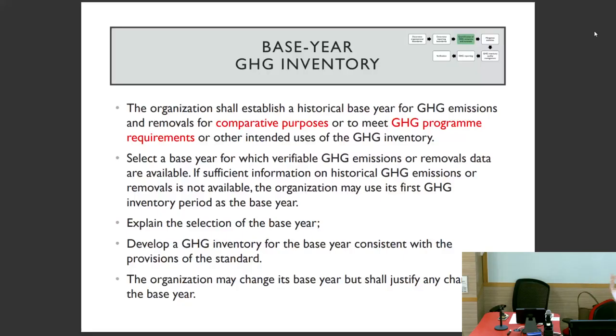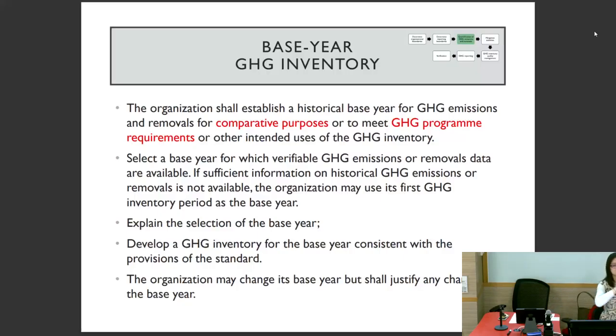So what does the government mean? Reducing 50% of the carbon footprint is 50% of the carbon footprint in the year 2005. So the year 2005 is the base year. That's the meaning of base year. The organization shall establish a historical base year for greenhouse gas emissions and removals for comparative purposes or to meet the greenhouse gas program requirements or other intended use of the greenhouse gas inventory.